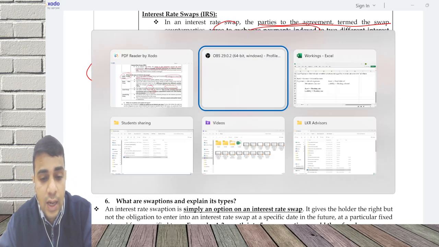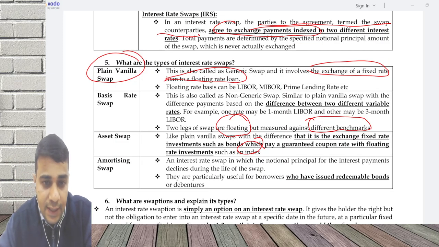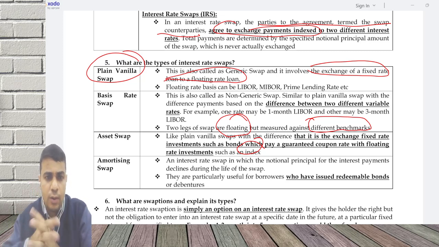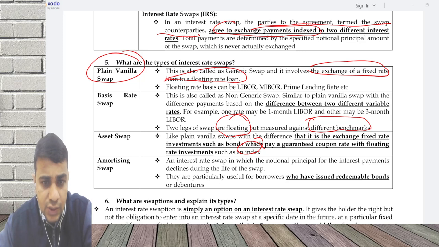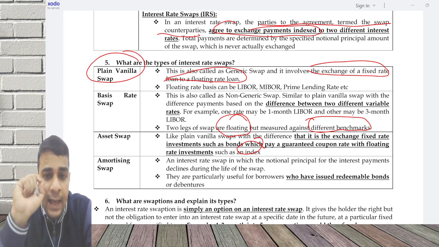Next is, what are swaptions and explain their types. Again, I think more critical from a bank point of view, though sometimes even normal companies can use it. A swaption is basically an option on an interest rate swap.